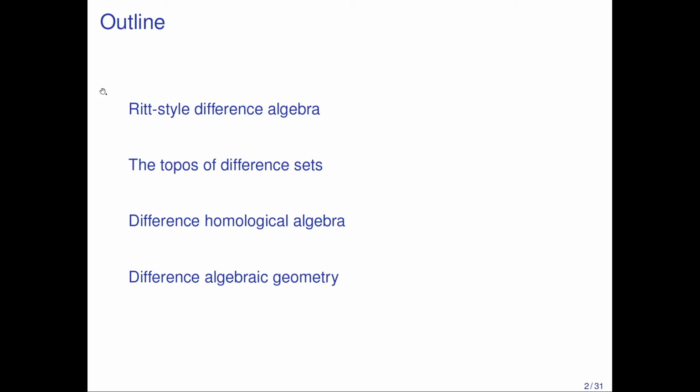It's not necessary to understand what a topos is from a technical perspective, but I would like you just to think of it as some kind of category which is as good as sets, in the sense that you can consider them as universes for building mathematics inside. And then after discussing that, I will show how to give some applications of this approach and present an approach to developing difference homological algebra, and then what I consider a solid foundation for difference algebraic geometry.